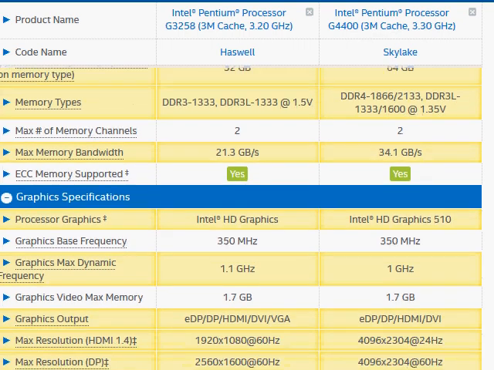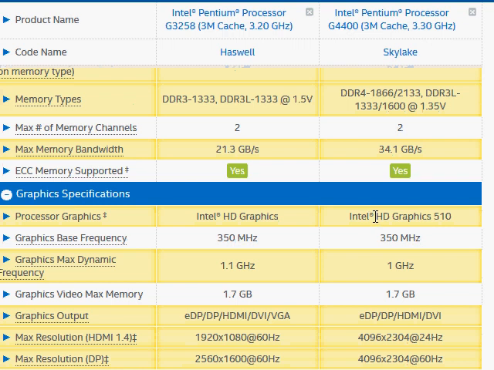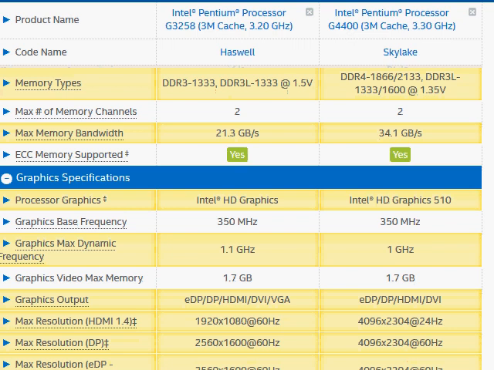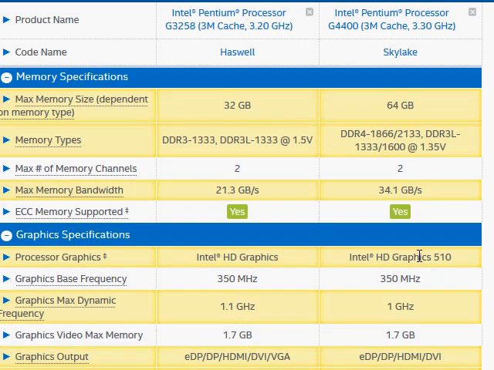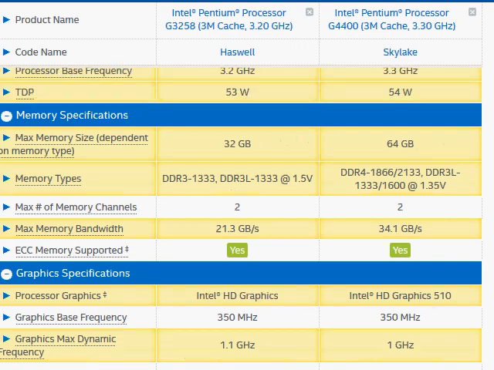We also have some improvement in the integrated graphics. We now have HD Graphics 510 versus Intel HD Graphics. I think HD Graphics has 12 execution units versus HD Graphics 510's, I think slightly more, 12 or 24 units, but you need to check that. It looks like the HD Graphics 510 is certainly going to be better than HD Graphics. To what extent, frankly, I don't know at this point in time.